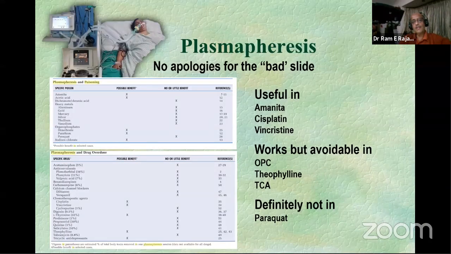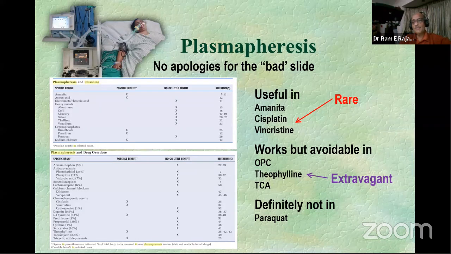So when you talk about plasmapheresis, you'll see a whole bunch of drugs in which we could use it. The one in which, as I said, it can be very effectively used is Amanita poisoning. But when you look at cisplatin and vincristine kind of dosing, these are all relatively rare. It is not something that you would probably use. Yes, it can be very effective in removing organophosphates, theophylline, and tricyclics. But would you be using it? It is frankly extravagant, because you have other options in the management of these patients.